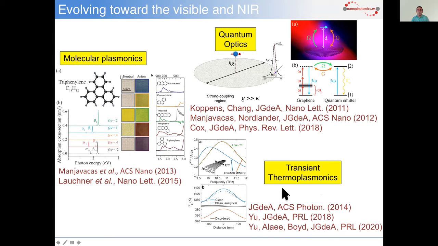And there are different ways in which you can do that, just by shrinking the size of the structure, as you have seen before in Joel's calculations. So when you go to this, the response of the material has these plasmons in the visible regime. You can also do some transient thermoplasmonics, just by heating and creating incoherent nonlinearity. I will talk a little bit about that later.